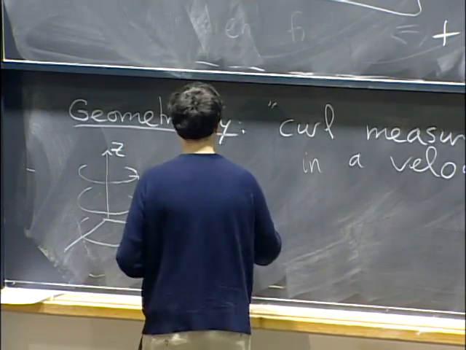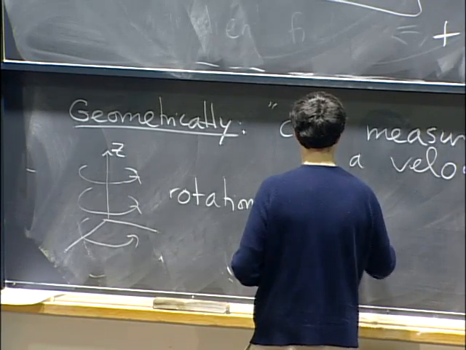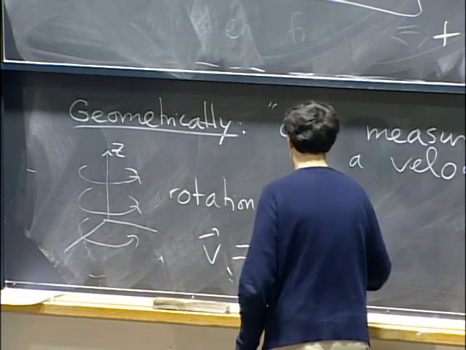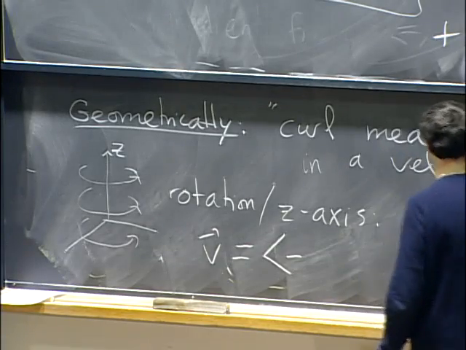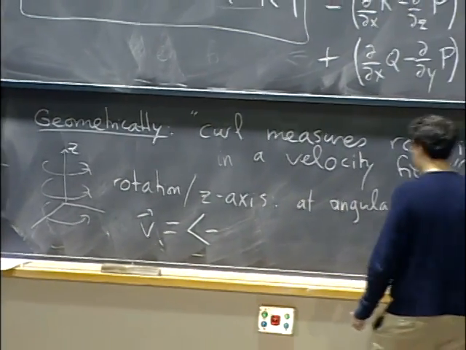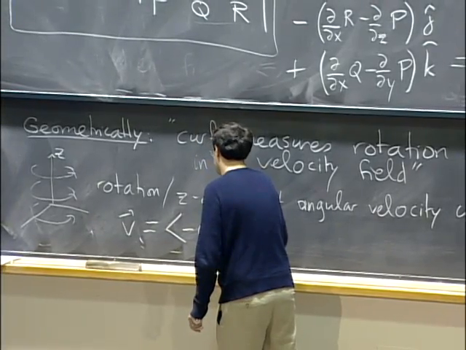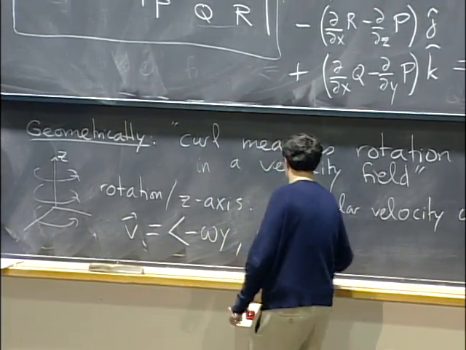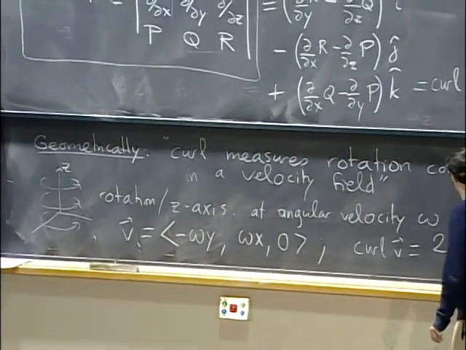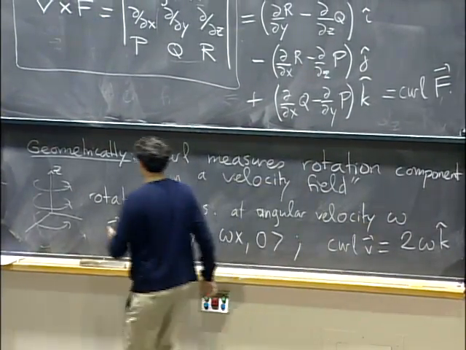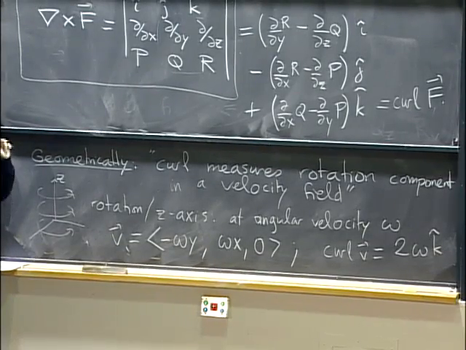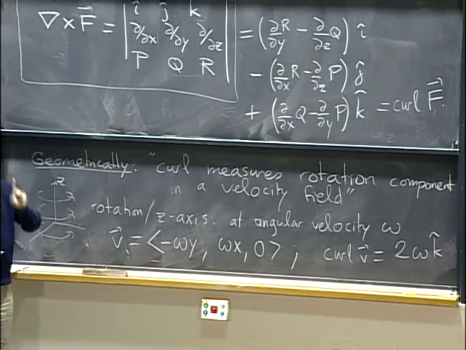So if I take rotation about the z-axis, that's given by a velocity field with components, let's say at angular velocity omega, negative omega times y, then omega x, and 0. And the curl of that you can compute, and you will find 2 omega times k. So concretely, this curl gives you the angular velocity of the rotation, well, with a factor of 2, but it doesn't matter, and the axis of rotation, at least the direction of the axis of rotation. It tells you it's rotating about a vertical axis.